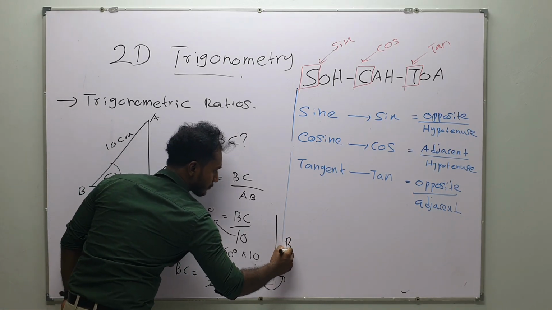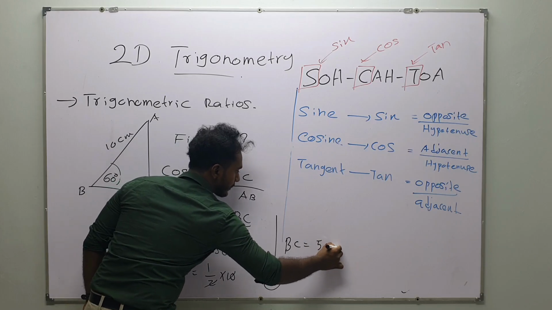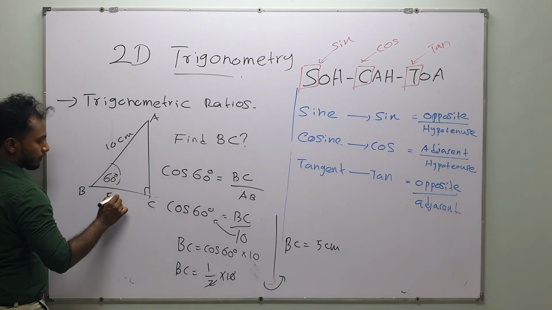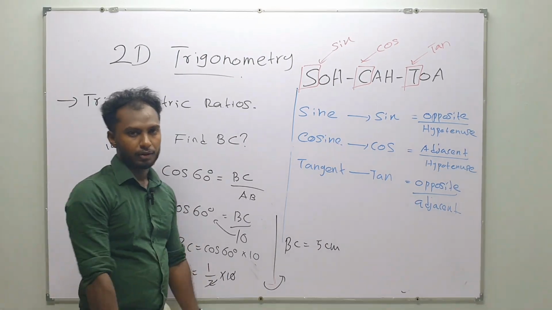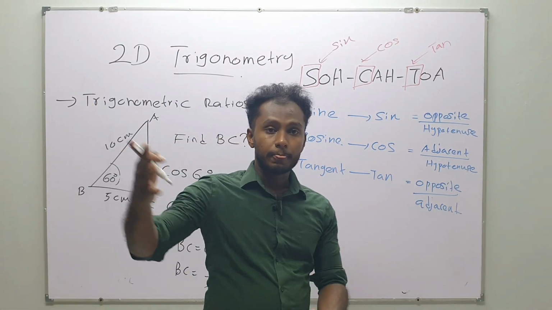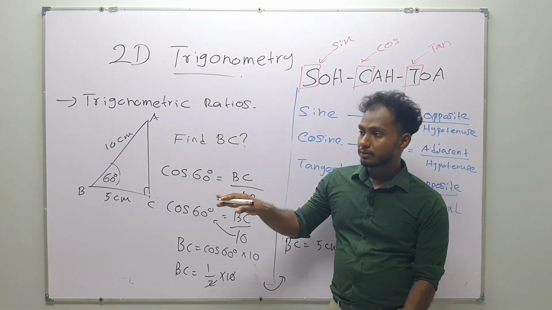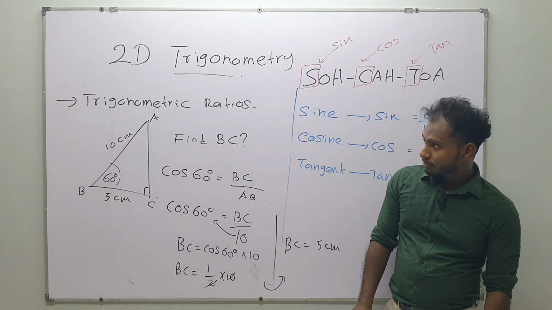Then I will write the BC value here. Then BC equals what? 5 centimeters. So this will be 5 centimeters. You will get decimal values, right? Cos 60 is 0.5, I can remember that. But it is a decimal, always less than 1.